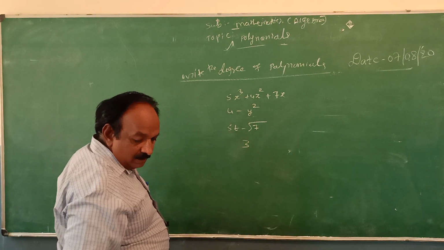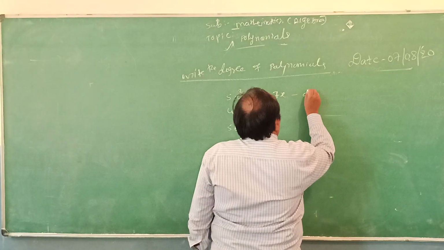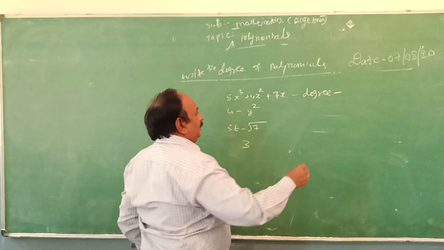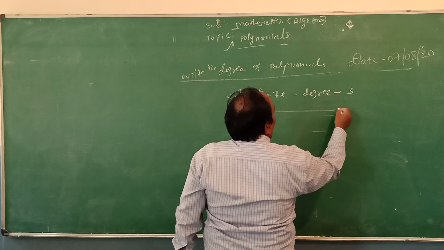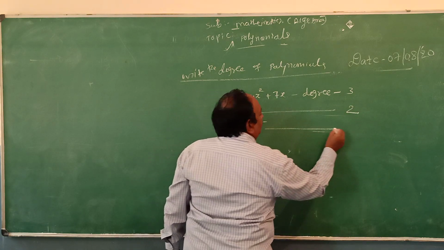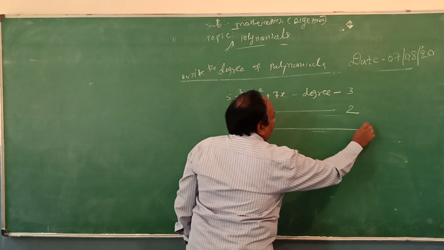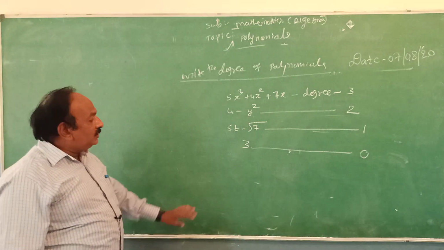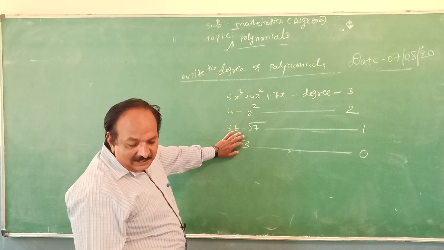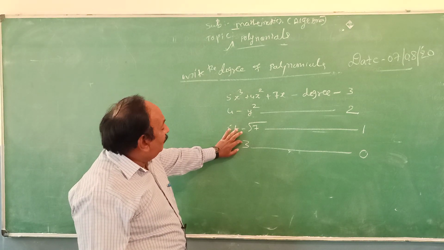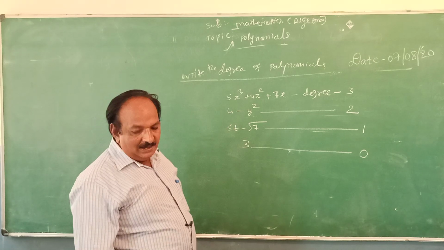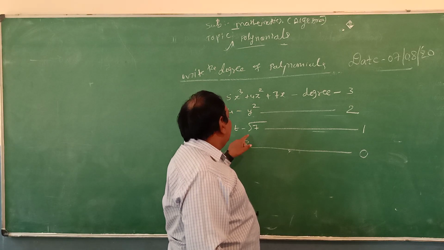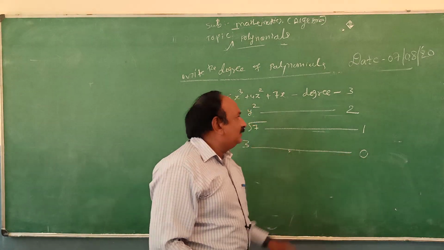What is the degree of the polynomial? The degree of the polynomial is 3. What is the degree of the polynomial? 2. What is the degree of the polynomial? No number, we treat it as 1. The degree of the polynomial is 0. The degree of the constant polynomial: 3 is called the constant polynomial. The degree of the constant polynomial is 0. The degree of the polynomial 3 is 0.